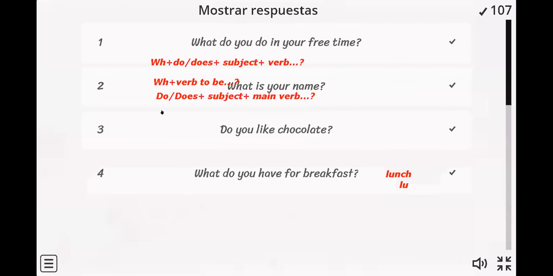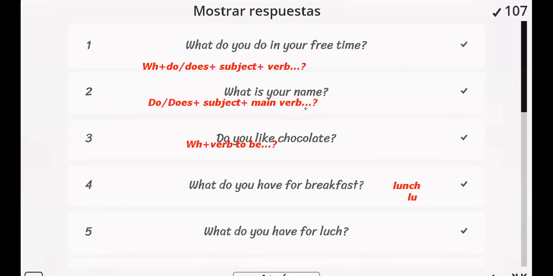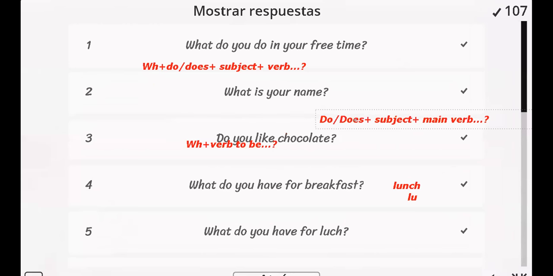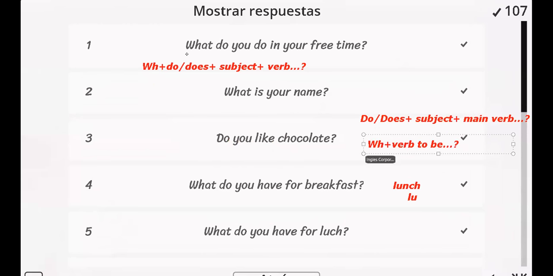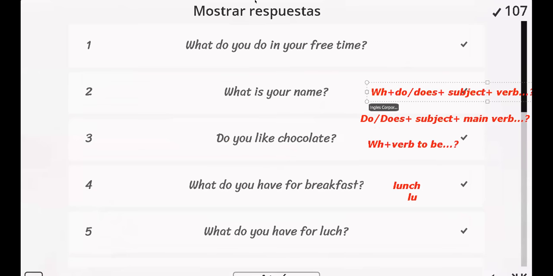Okay. Look at this. So these are the questions. Okay, so what do you do in your free time? Double H, auxiliary, subject, main verb, right? La palabra doble H, el verbo auxiliar, el sujeto, y el verbo principal. What is your name? So it follows the third structure, double H plus to be. Do you like chocolate? This is a yes, no question.